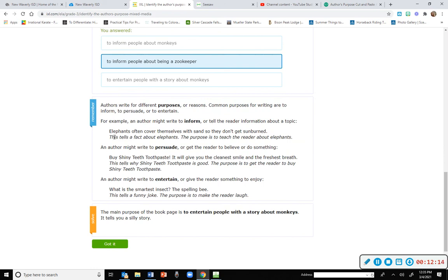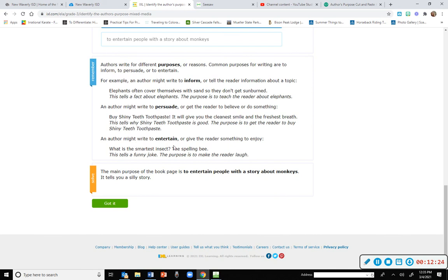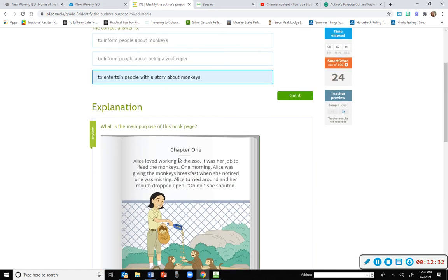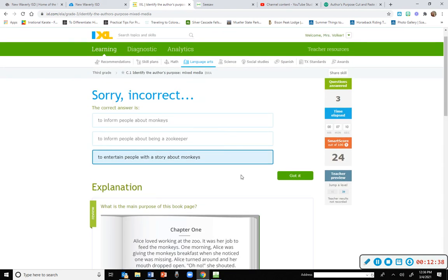So let's see what it says. The author might write to inform. They're going to give you more facts. Okay? An author might write to persuade. And that, we definitely know it wasn't persuading, but entertaining, because what did she tell you that was entertaining? To feed the animals. All about the monkeys. It was all about the monkeys.